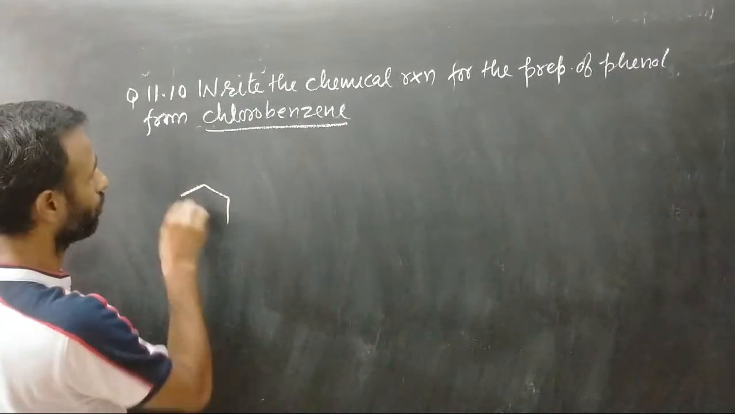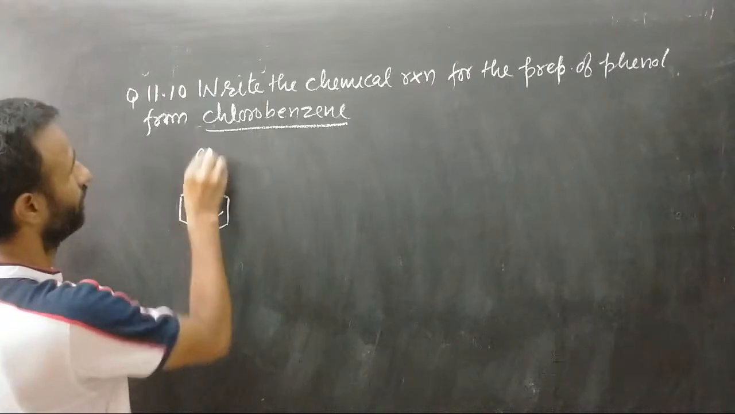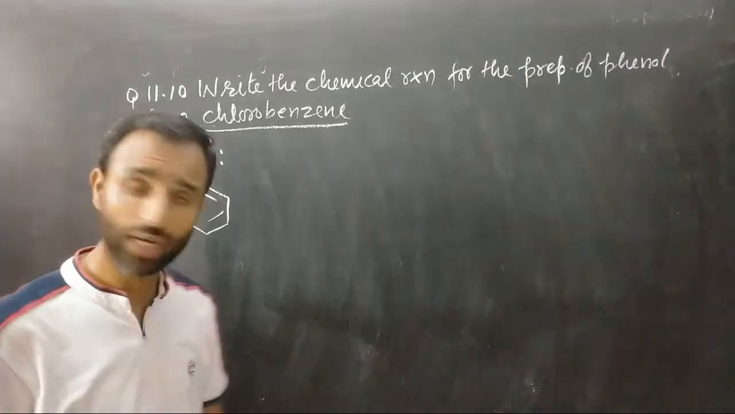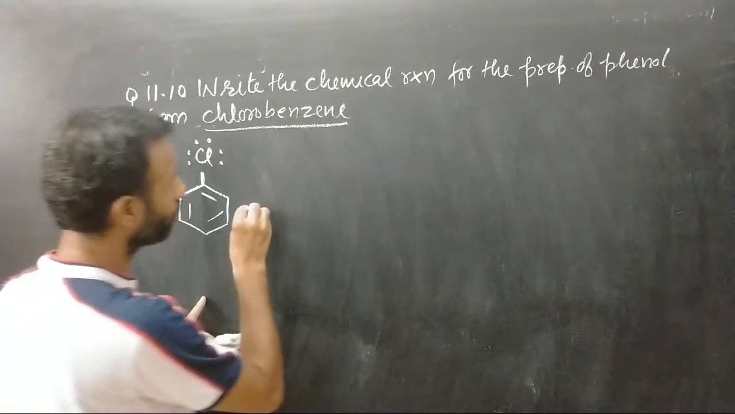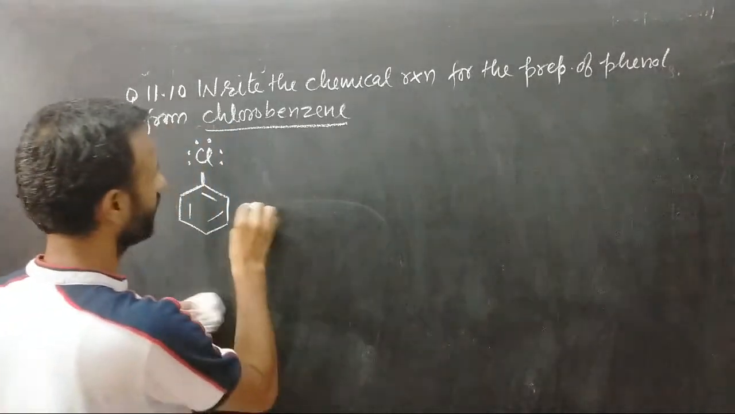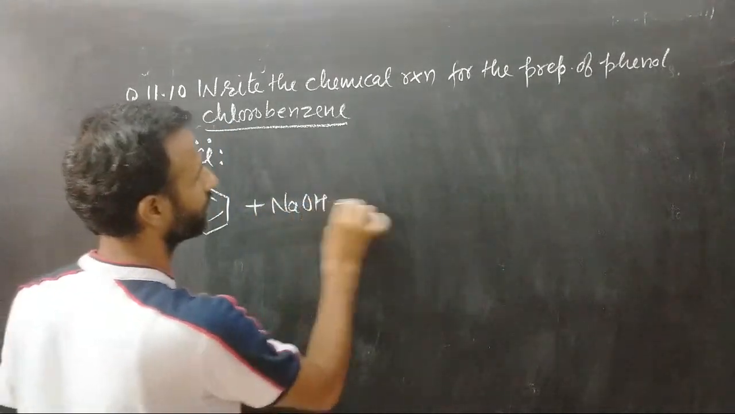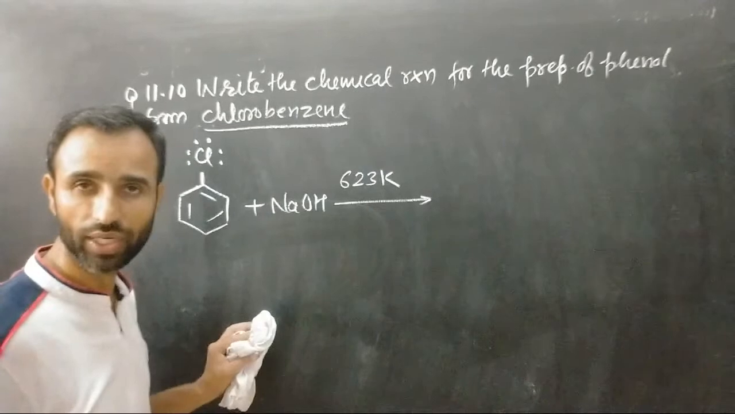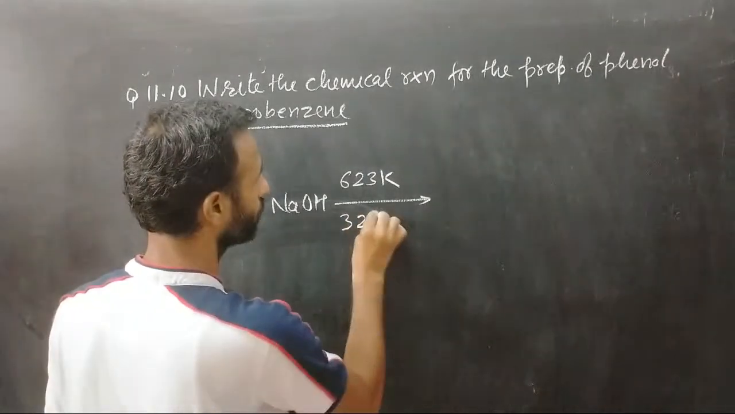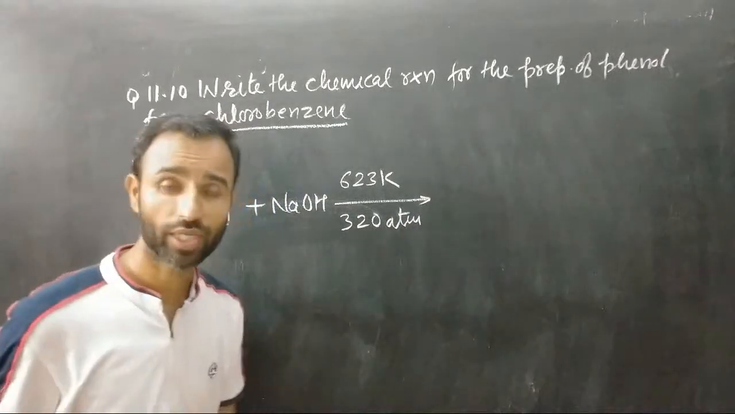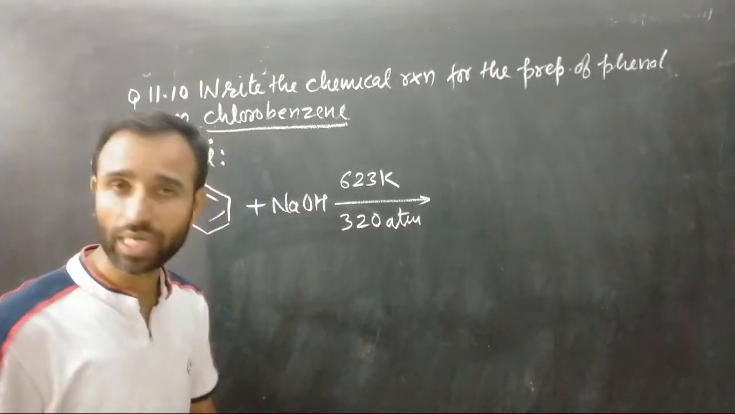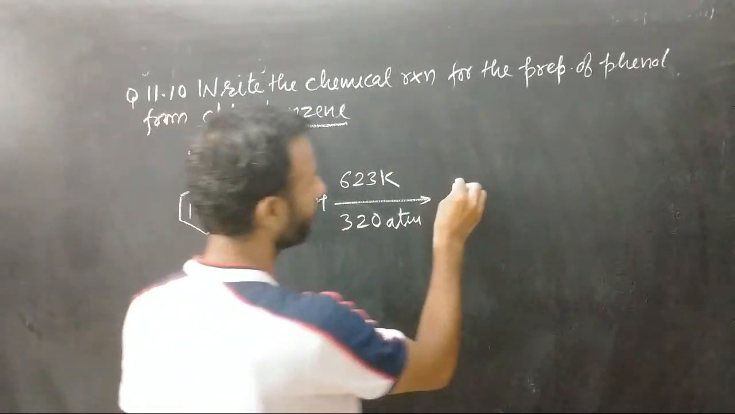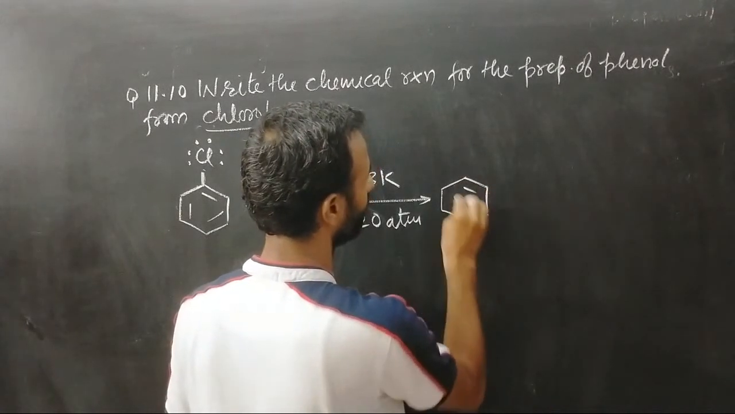So this is chlorobenzene. In chlorobenzene, the C-Cl bond acquires double bond character. It is very difficult to break this bond. That's why NaOH addition takes place under vigorous conditions. We need a very high temperature of the order of 623 Kelvin and 320 atmosphere pressure. These are not normal conditions. Vigorous conditions are required because the C-Cl bond acquires double bond character.